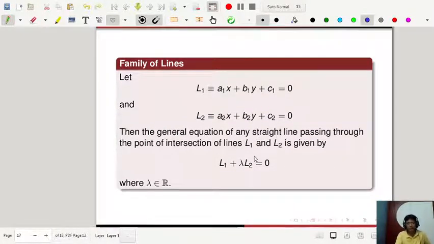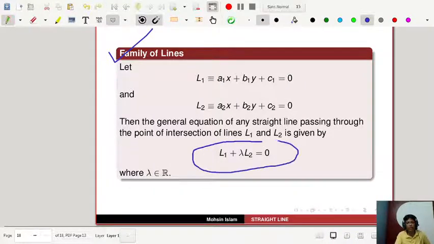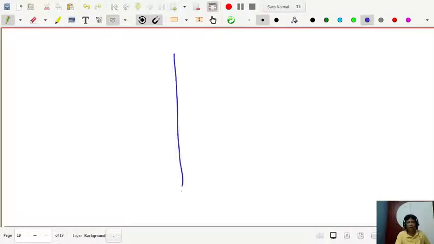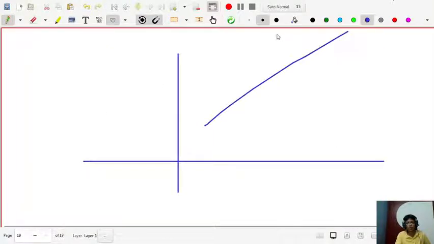This is the last slide today. So let me talk about the family of lines. If you have two lines L1 and L2, then the general equation of any straight line passing through the point of intersection of the lines L1 and L2 is given by L1 plus lambda into L2 equal to 0, where lambda belongs to R. What is that? You have two lines, this is the line L1 and this is the line L2, so you have an intersection.